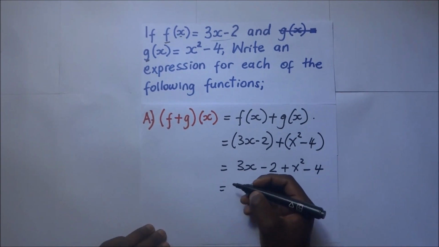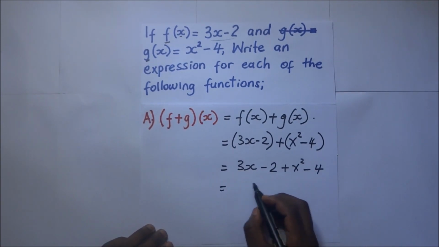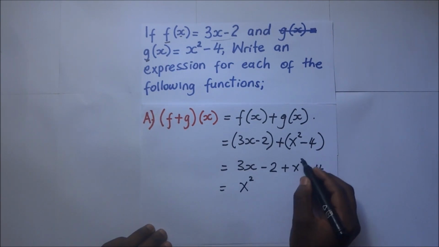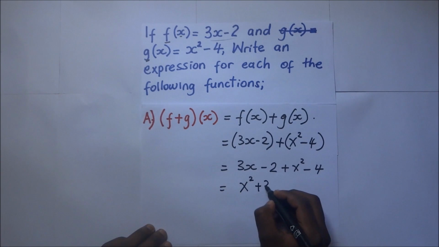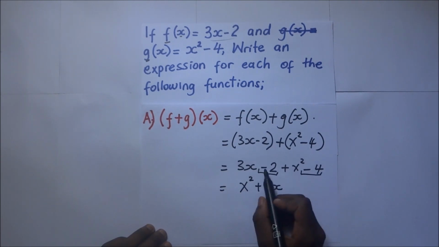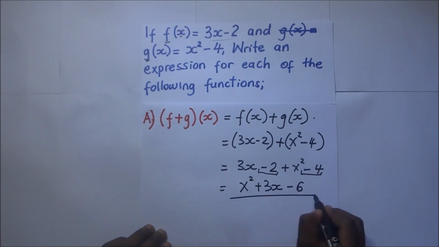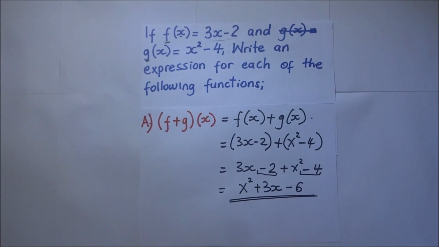So this is going to become 3x minus 2 plus x squared minus 4. We arrange and collect like terms: x squared plus 3x. Then we have minus 2 and minus 4. Minus 2 and minus 4 gives us minus 6. We end up with a quadratic expression, and that's the answer.